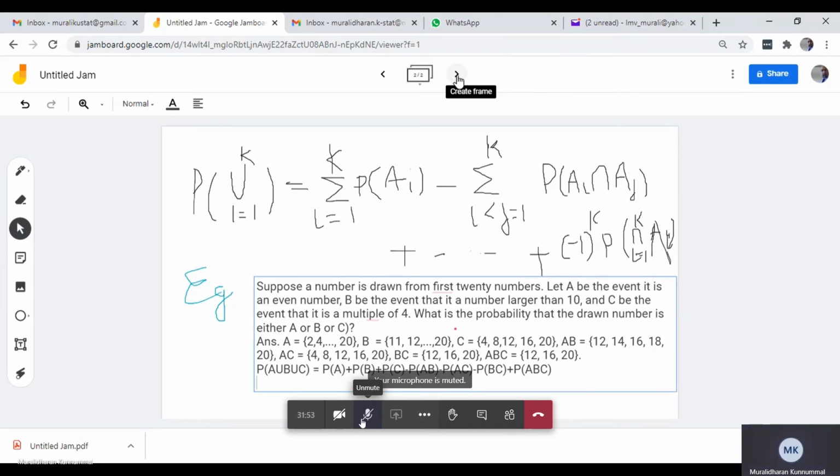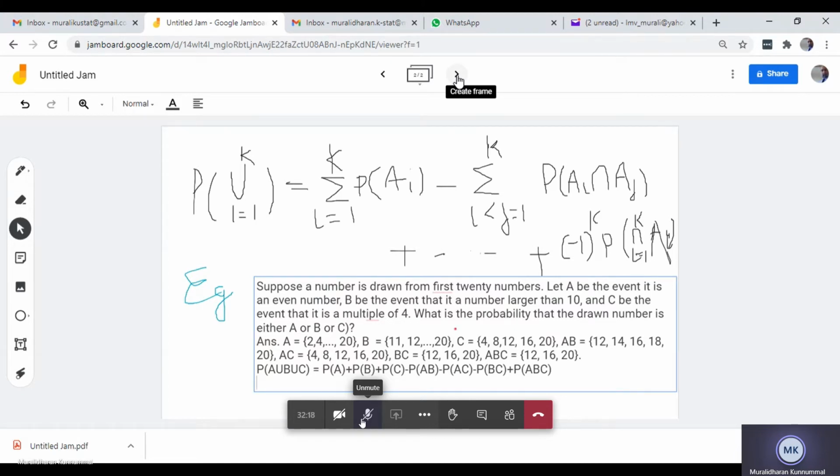P of A is 10 upon 20. P of B, do you know how much it is? Yeah, 9 upon 10. Sorry, 11 to 20: 11, 12, 13, 14, 15, 16, 17, 18, 19, 20, that is 10 out of 20, where 11 and 20 are both included. It is equal. P of C is only 5 upon 20. A intersection B is only 5 upon 20.